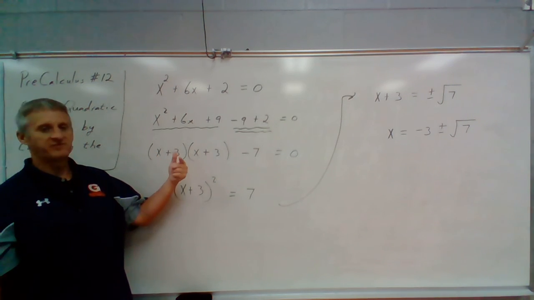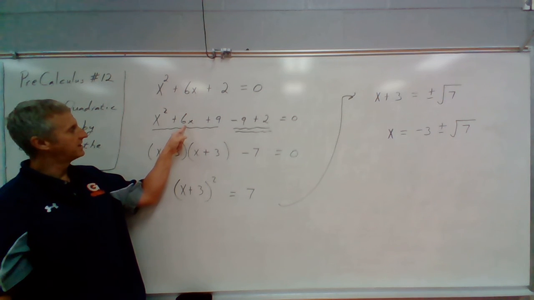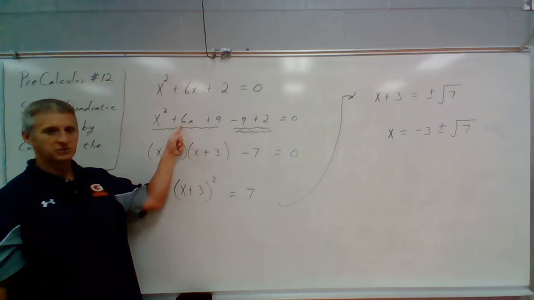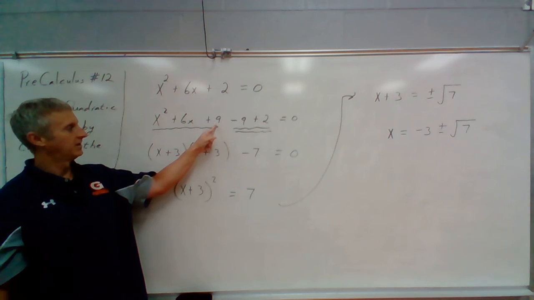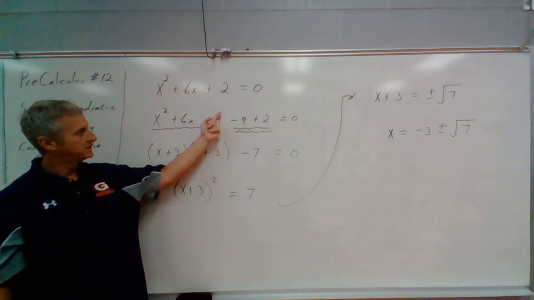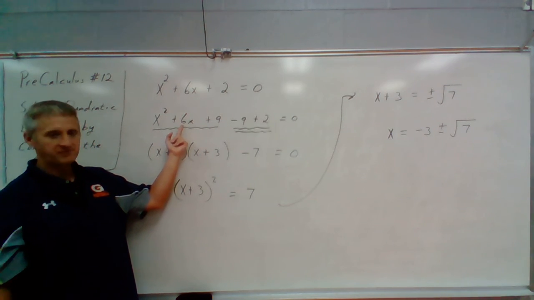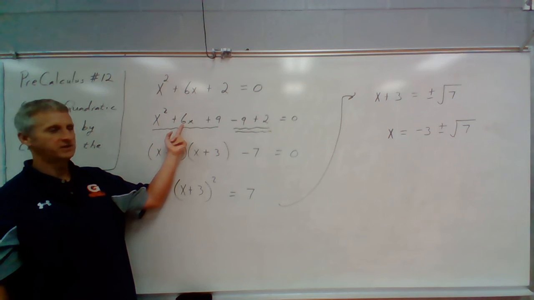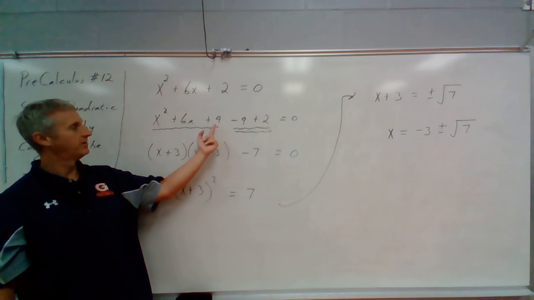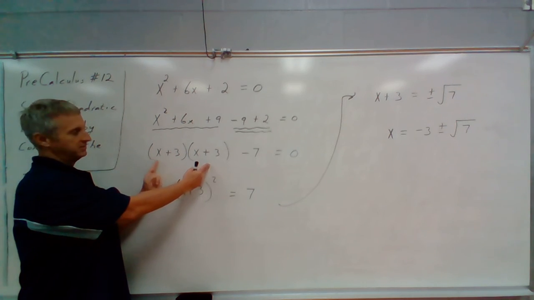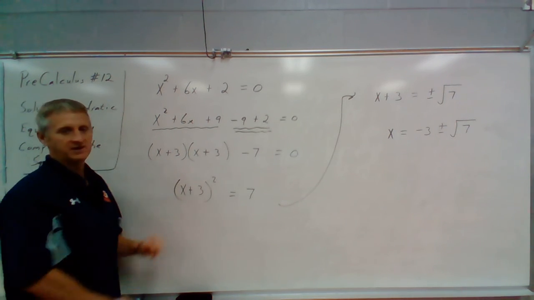So simplifying that, really what I did was take half of the 6, which is 3, and I squared it and got 9, and I knew that I would need a 9 in here. So the way to get this magic number is to take half of this number and square it. So half of 6 is 3, 3 squared is 9. I knew I would need to add a 9 and subtract a 9, and then I would be able to write it, or I would be able to factor it like that.